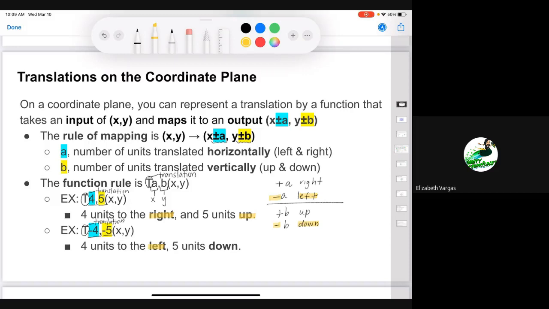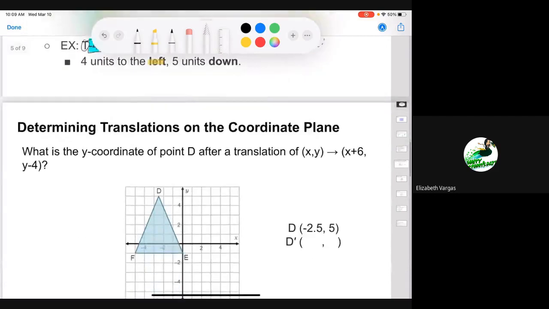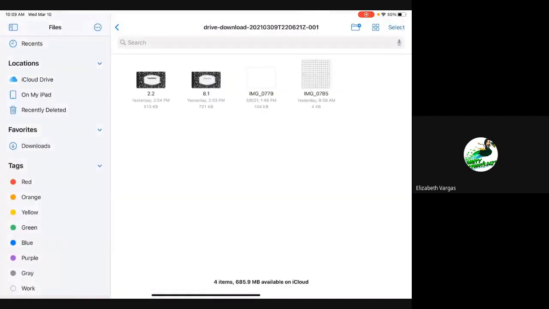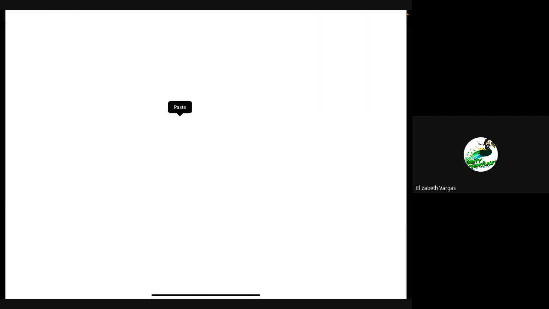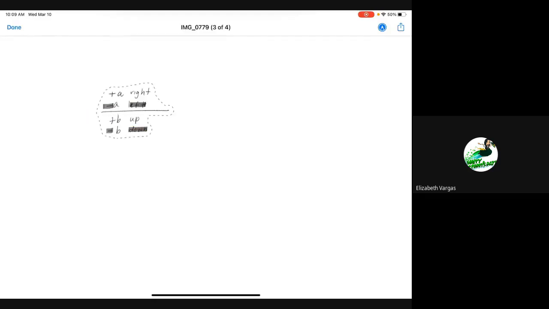Okay, any questions about this right here? Questions, concerns? Okay. So let me just go over some more examples just to make this make more sense.